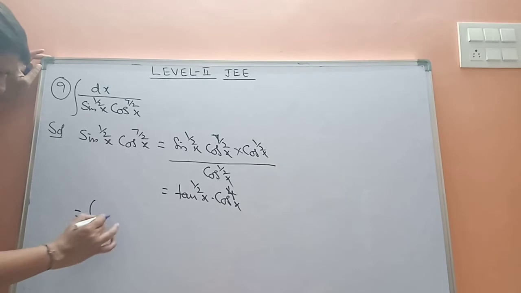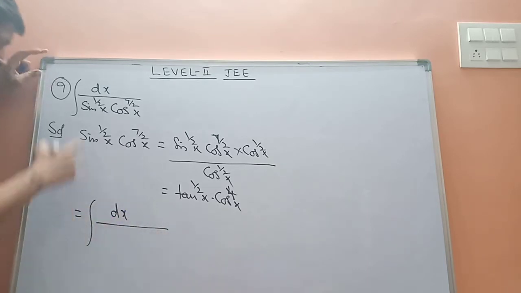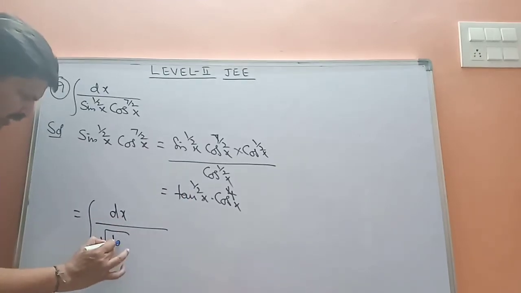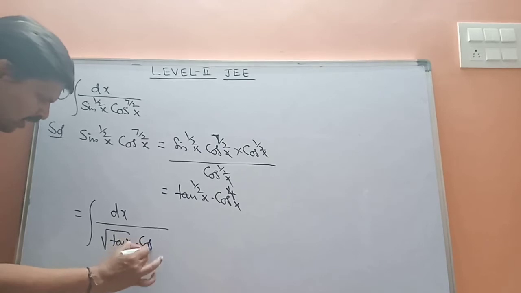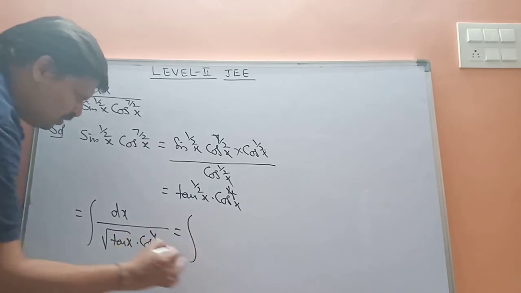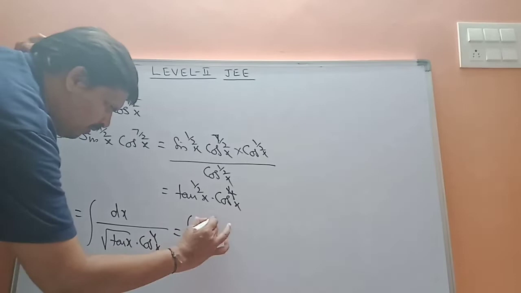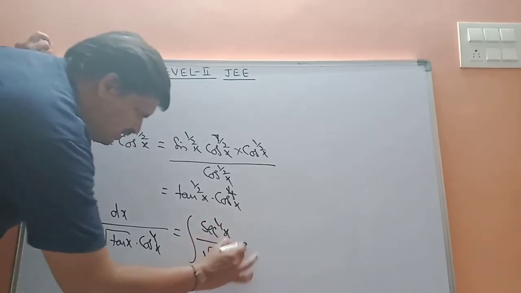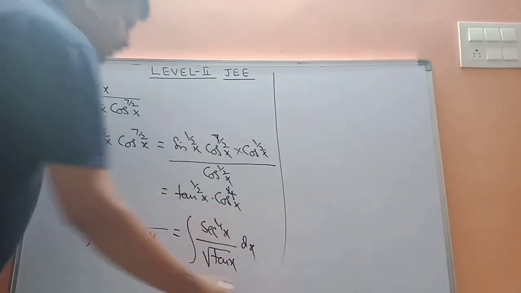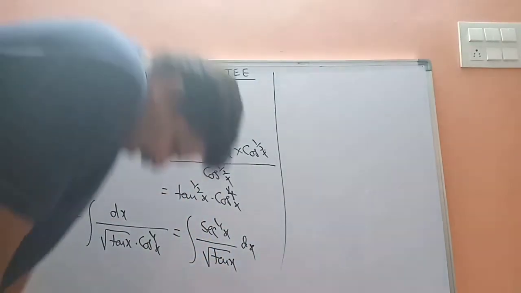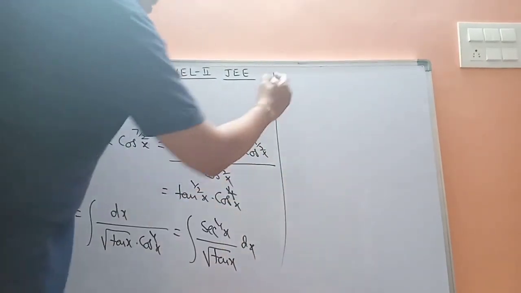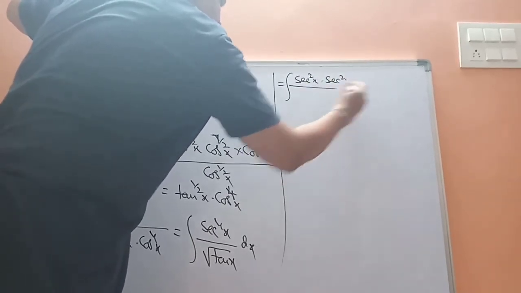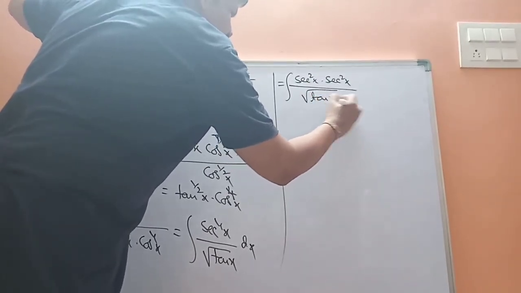So the denominator equals tan to the power of half, that is root tan x, into cos to the power of 4 x. The given problem becomes 1 by cos, that is secant to the power of 4 x by root of tan x dx. Okay, so secant power 4 is there. Secant power 4 can be written as secant square x into secant square x. This equals secant square x into secant square x by root of tan x into dx.